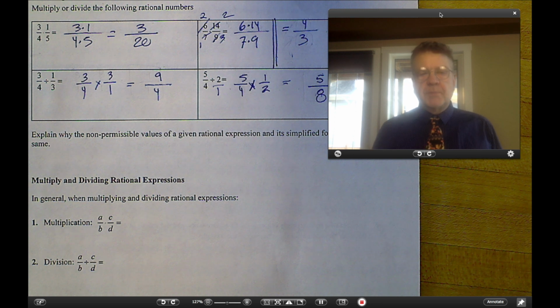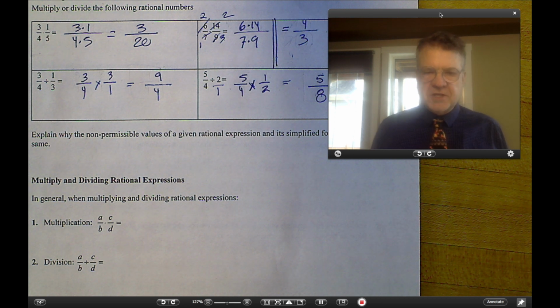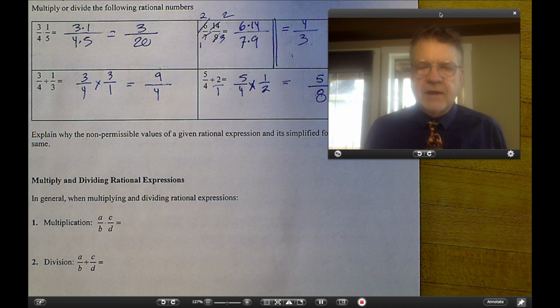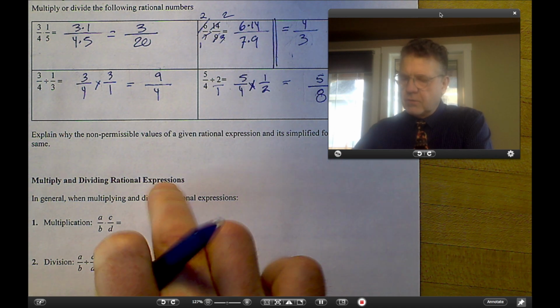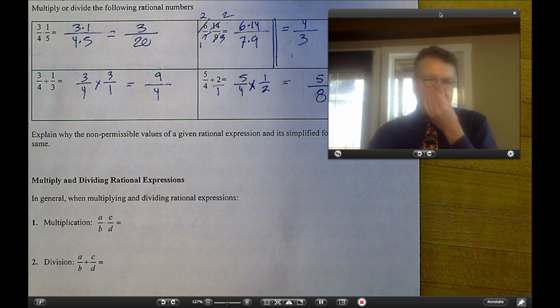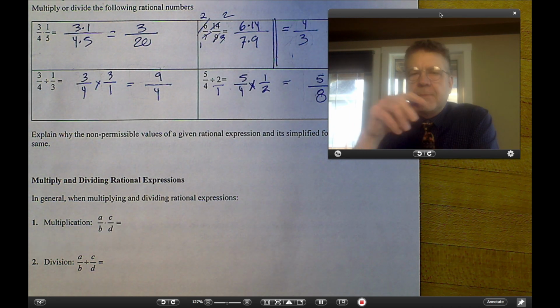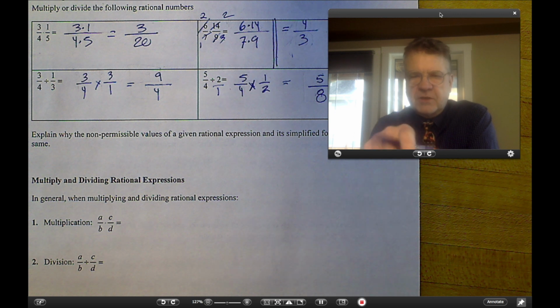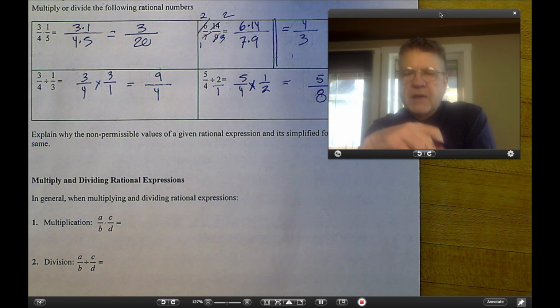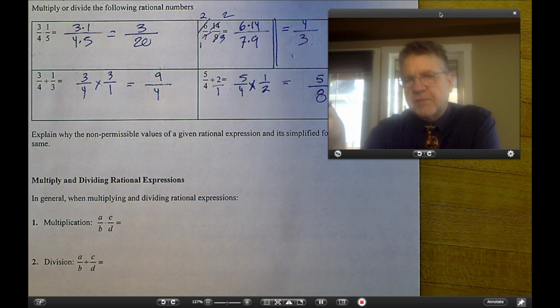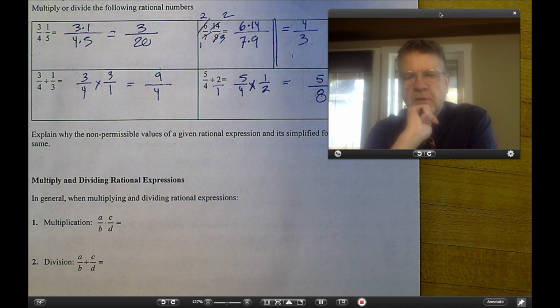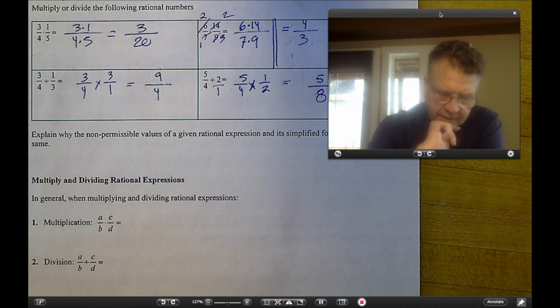Explain why the non-permissible values of a given rational expression and its simplified form are the same. All right, so this has nothing to do with what we've done up there, but I want you to think about this. In the past examples, we had an expression which was a polynomial over a polynomial, and then we did some magic to it and simplified it. And when we looked for non-permissible values, we looked at the denominators in both the simplified form and the original form. And I guess the question here asks, well, why?